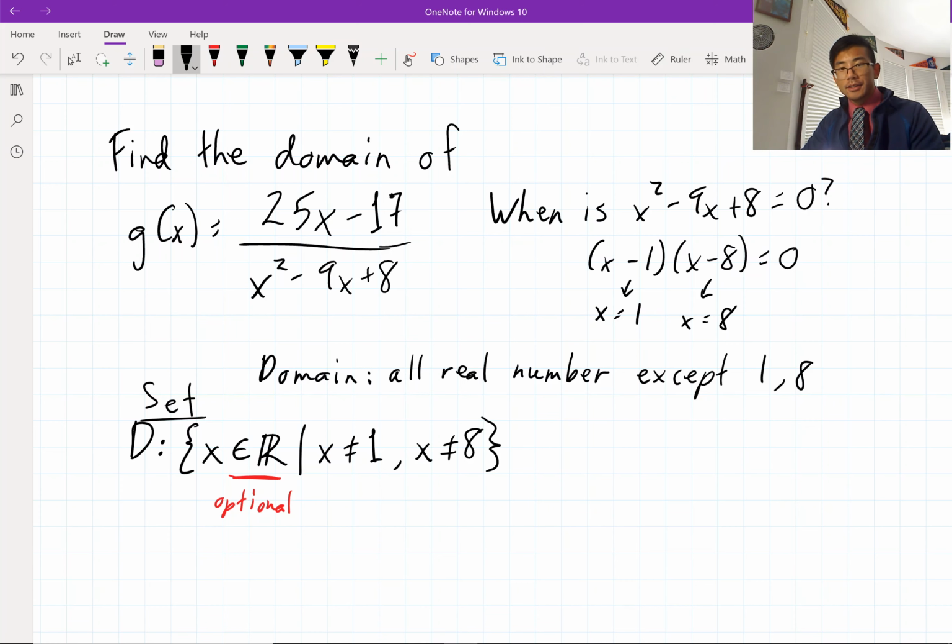And so if I was reading this again, or you saw this and you were reading it, then you would say the domain is a set of all x's, all real number x's, that are not 1 or 8. That's all this says.